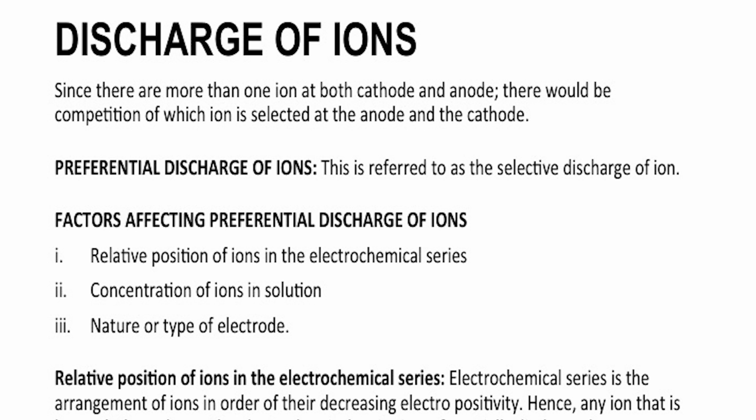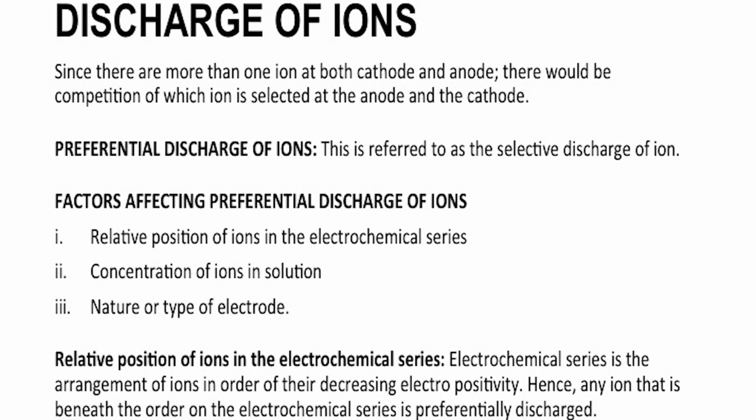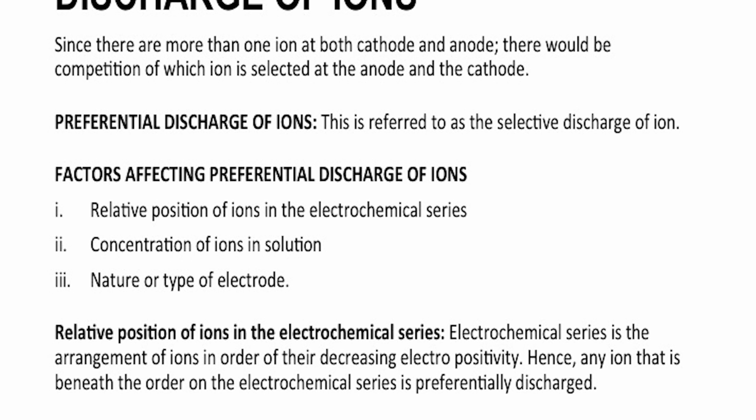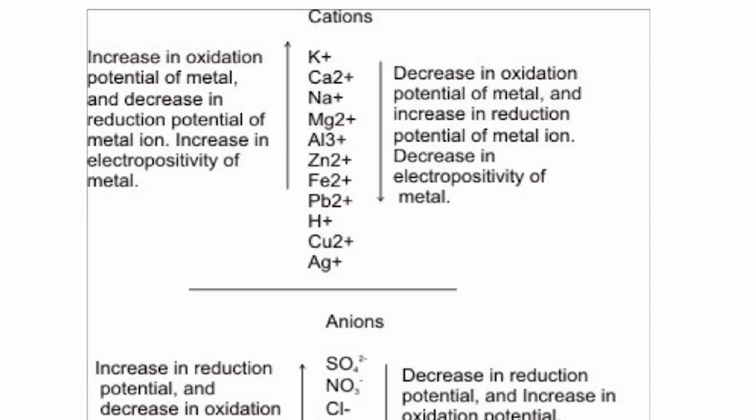There are factors that affect the preferential discharge of ions. And these factors include the relative position of ions on the electrochemical series, the concentration of ions in solution, and the nature or type of electrode. Let's look into this briefly. Relative position of ions on the electrochemical series. Now, the electrochemical series is the arrangement of ions in order of their decreasing electropositivity. By this, any ion that is lower in the order is preferably discharged.